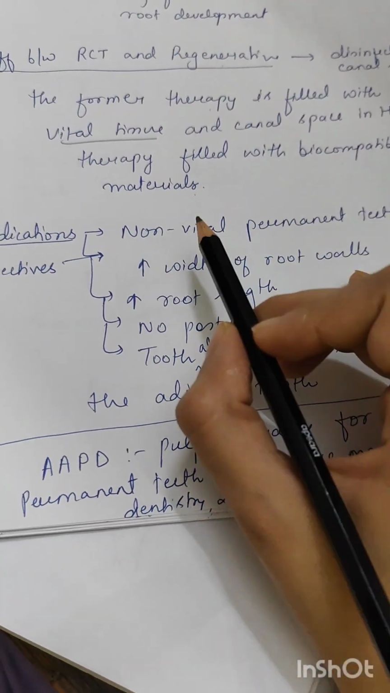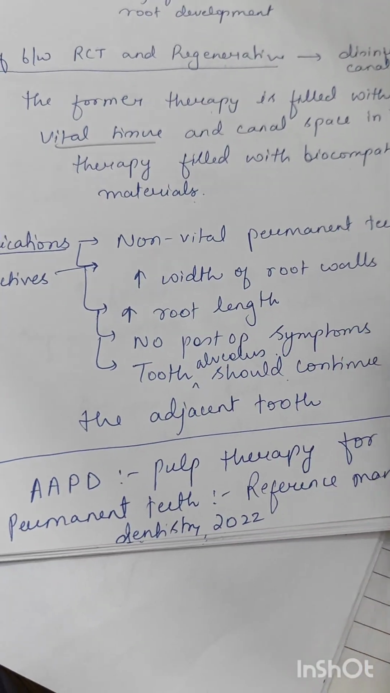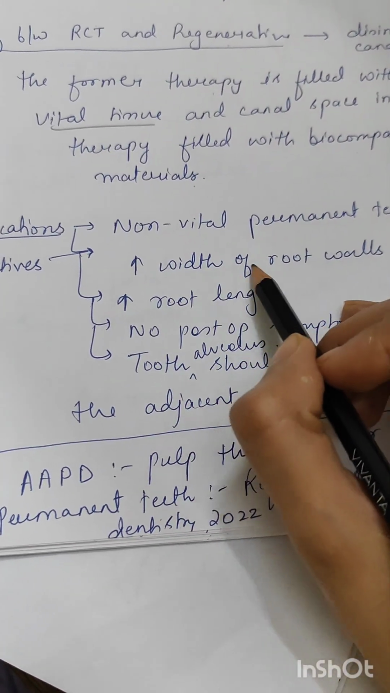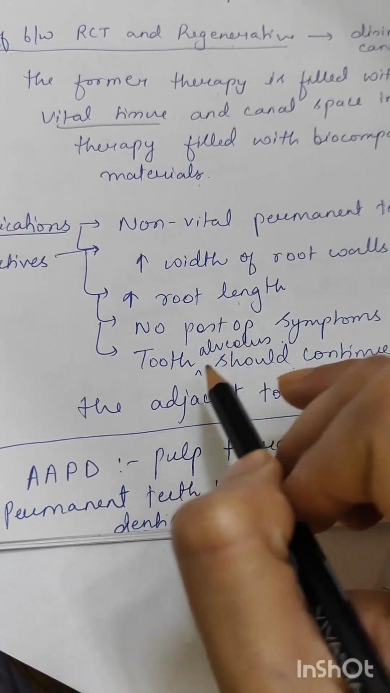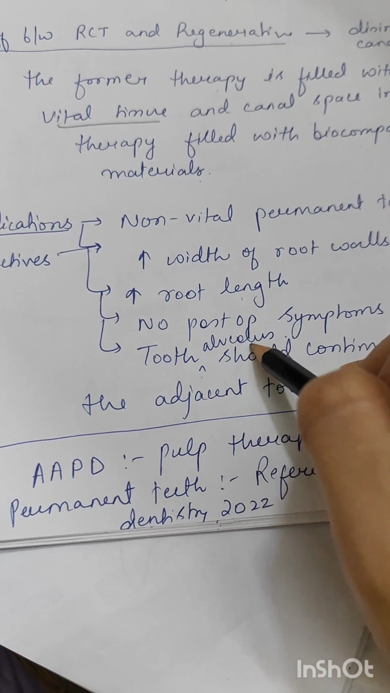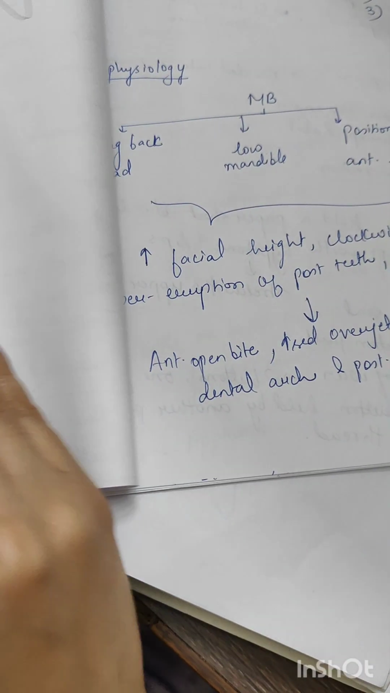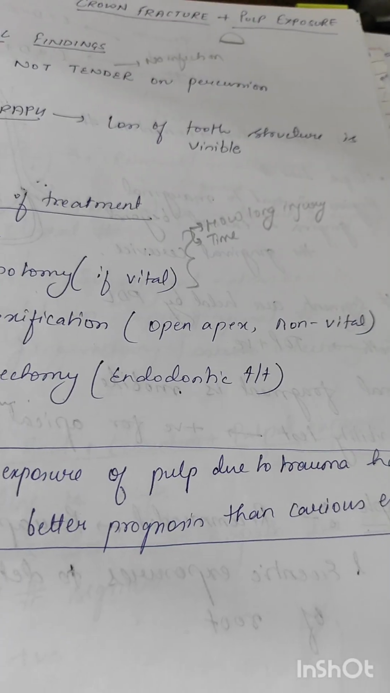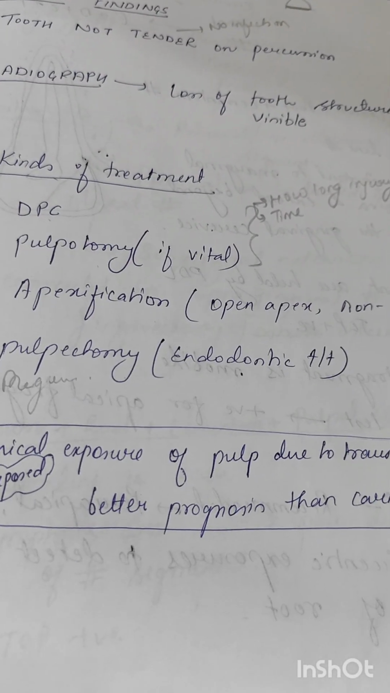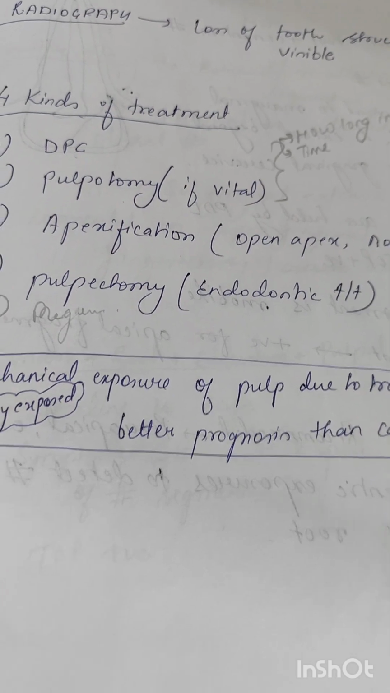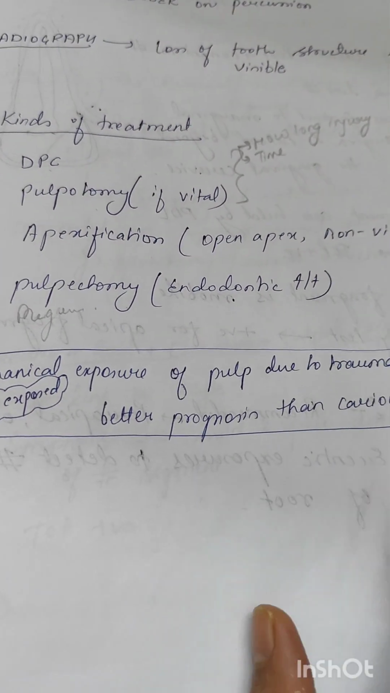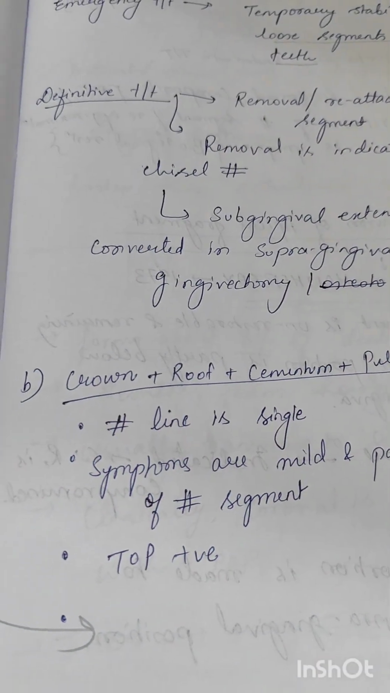Indication: non-vital permanent teeth, young tooth. Outcomes: increase in the width of root walls, increase in the root length, no post-op symptoms. Tooth and alveolus should continue to erupt along with the adjacent tooth. I will make a separate video on regenerative endodontics as it is a big procedure. So now we will continue with the management of trauma.